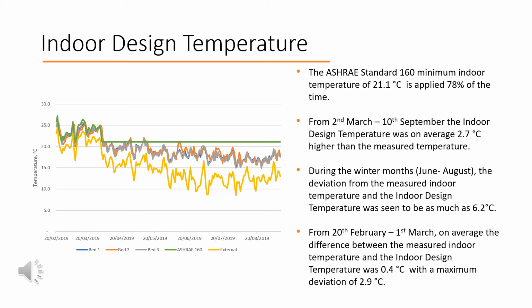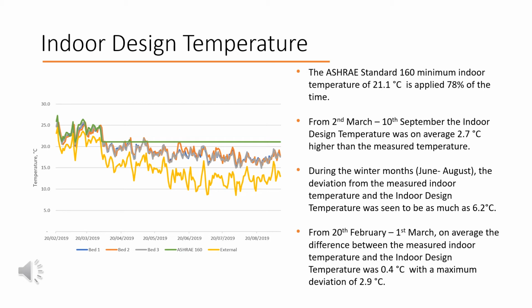We can see that from approximately the 2nd of March to the 10th of September, the average measured outdoor temperature was below 18.3 degrees for 98% of the time, which resulted in the indoor design temperature being on average 2.7 degrees higher than the measured temperature. During the winter months of June to August, this deviation from the predicted indoor design temperature increased by up to 6.2 degrees. In contrast to this, when the outdoor temperature was between 18.3 and 21.1 degrees, the indoor temperature calculation is more directly related to the outdoor temperature.